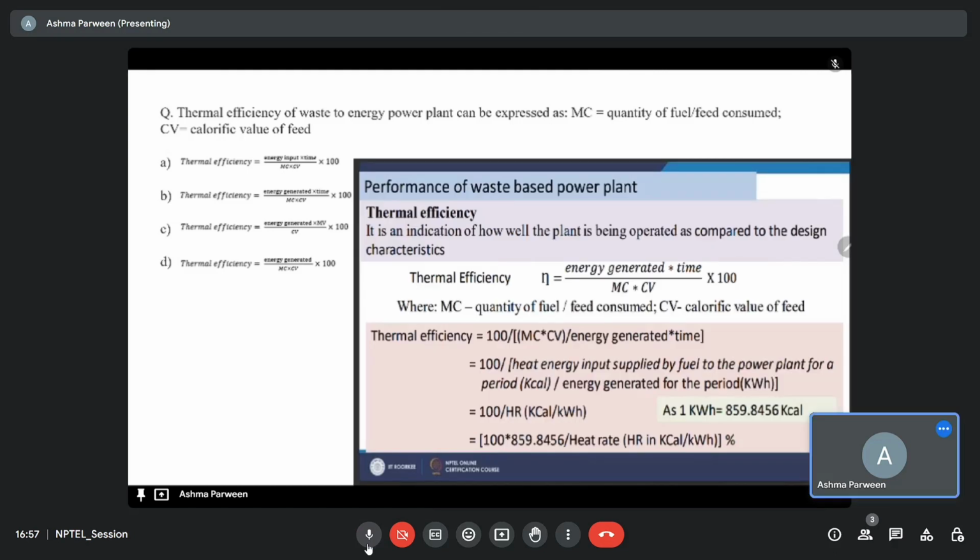So the formula to find out the thermal efficiency is here. So B is the correct answer, that thermal efficiency is the ratio of energy generated into time to the quantity of fuel, that is m_c, and CV is the calorific value of the feed. So B is the correct answer. So let's move to the next question.